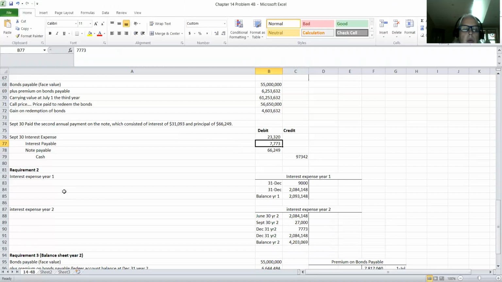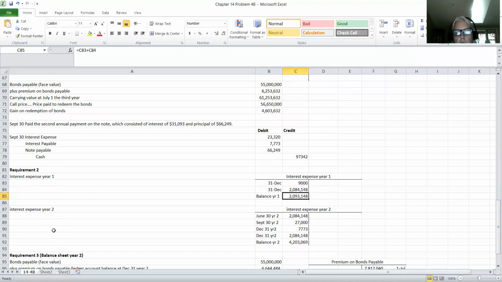In requirement number 2, they're asking you to determine the interest expense for year 1. So I just went back and I posted every time we created an entry that affected interest expense, I posted those to this account to get the balance at the end of year 1, which is what they wanted in requirement 2, the interest expense for year 1.